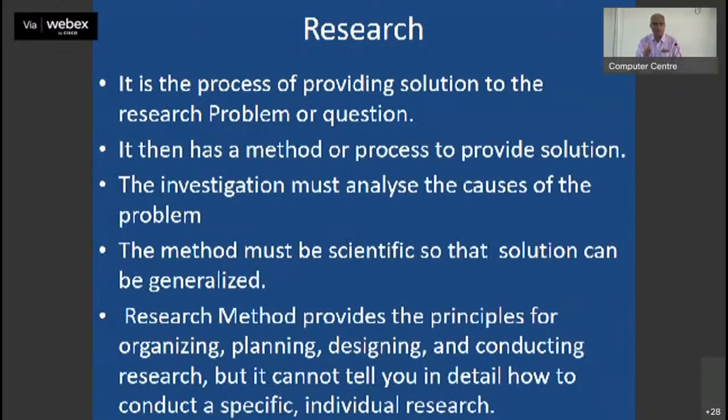तो सबसे पहले आपके मन में कोई न कोई रिसर्च क्वेश्चन आना चाहिए. If you are not able to create the question, it will be very difficult.